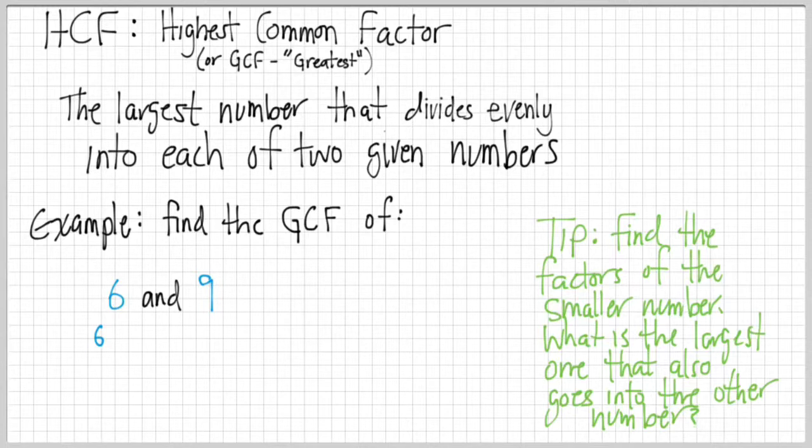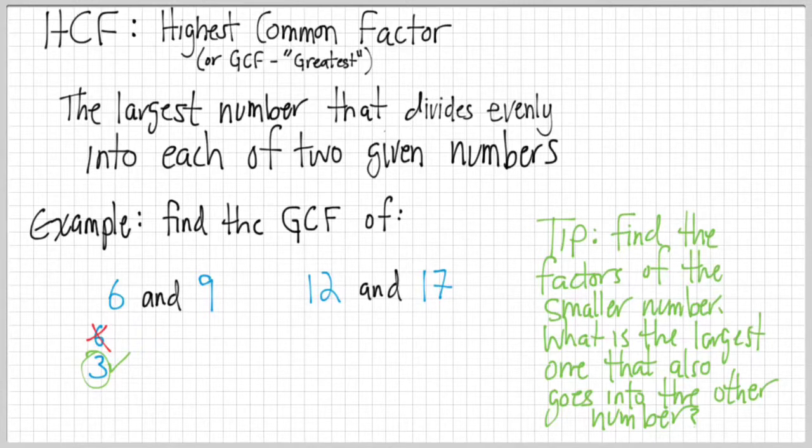Okay, 6 goes into 6 one time, but 6 does not go into 9, so that's not the answer. Okay, next highest factor of 6, it's not 5 or 4, those don't go into 6, but 3 does. Okay, and also 3 goes into 9 3 times, so that's our answer. Okay, easy. One more example.